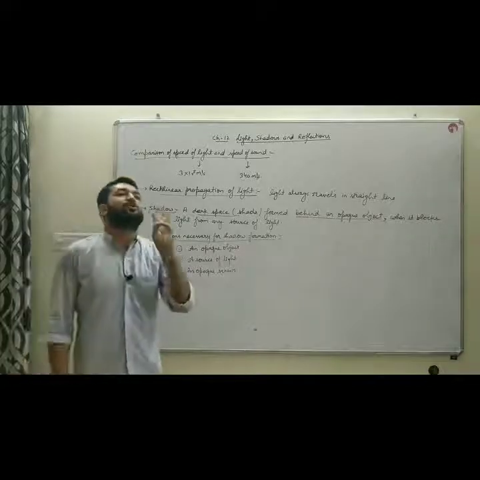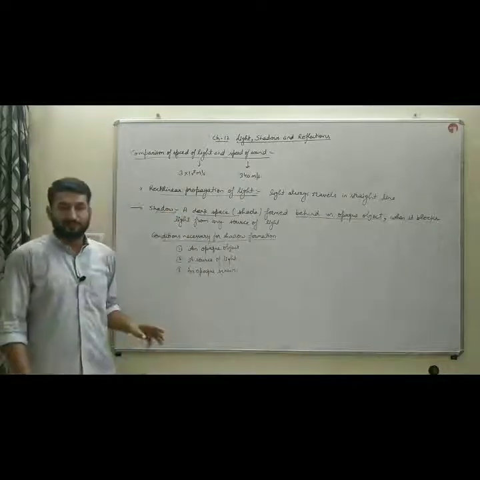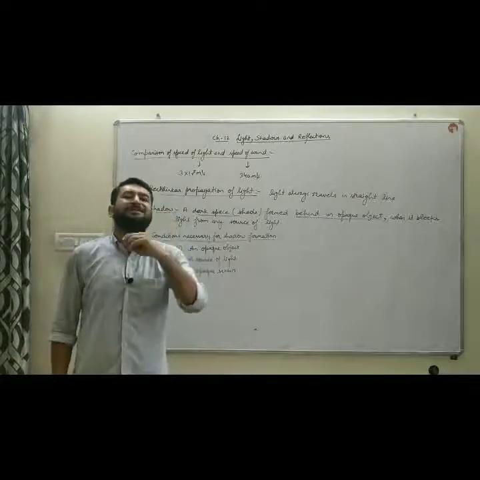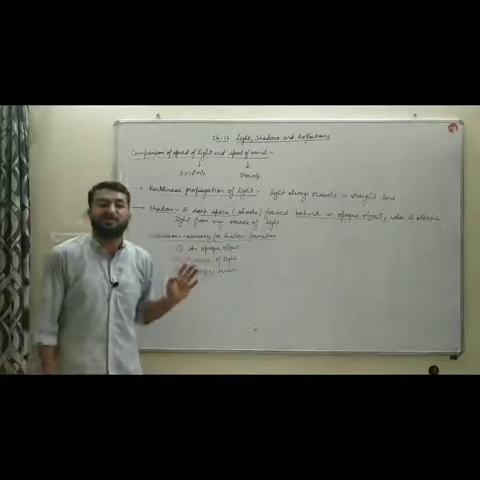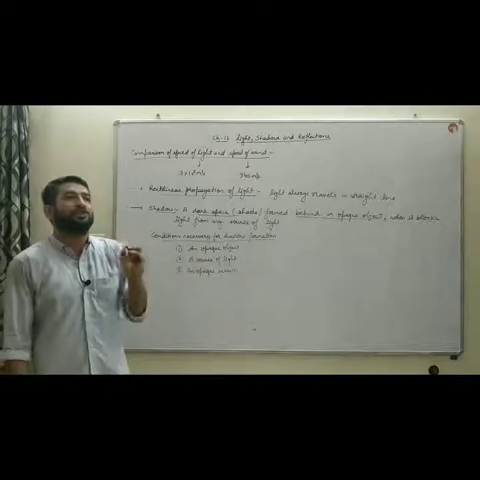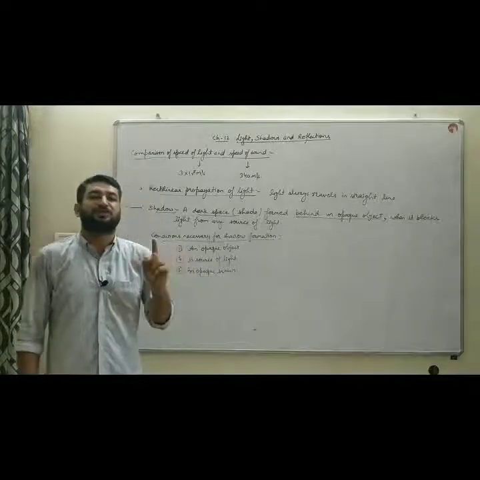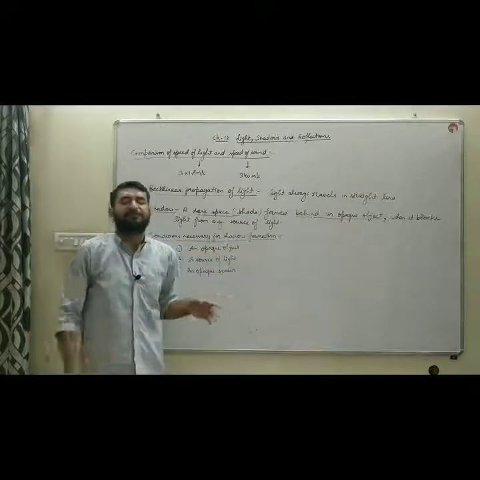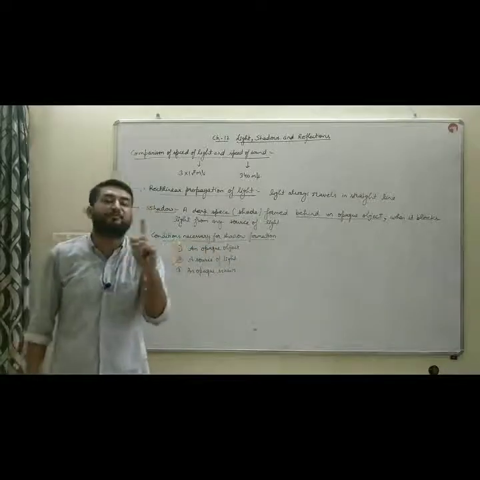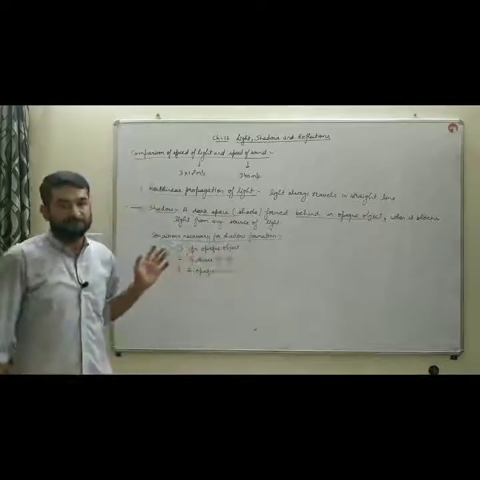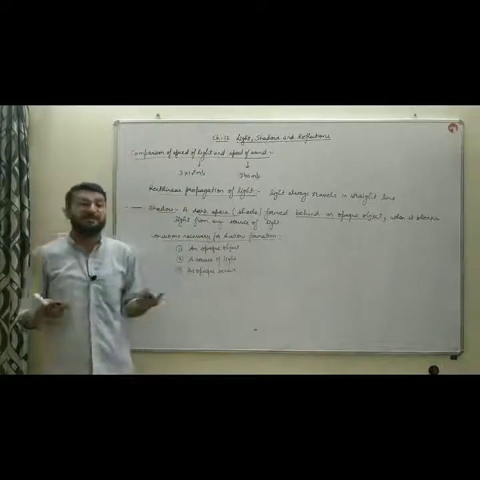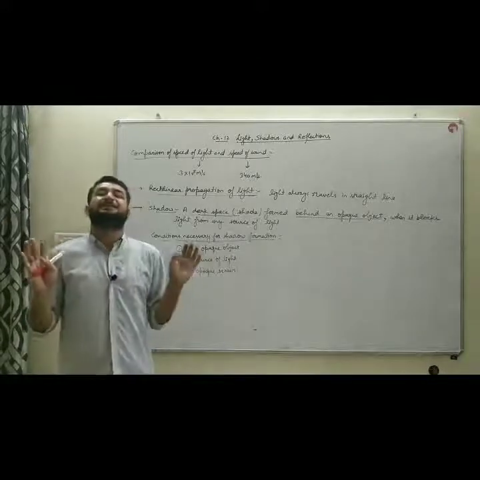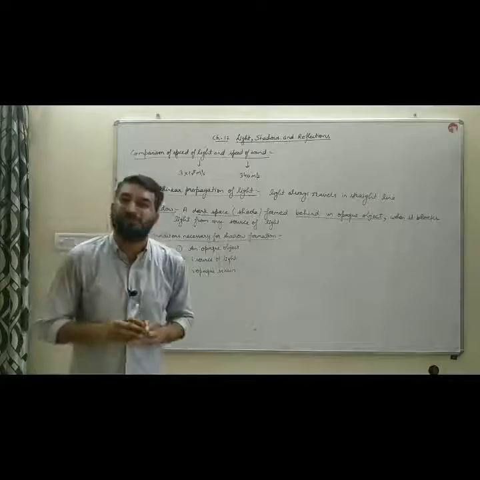There are three conditions required for the formation of shadow. Shadow formation requires three essential conditions. If any one of them is not available, then shadow formation does not take place. So those three essential conditions are: first, an opaque object which blocks the path of light. If you take a transparent object, then no shadow will be formed. Second, a source of light. We discussed an activity as well. If the source of light is not available, then no shadow is formed.